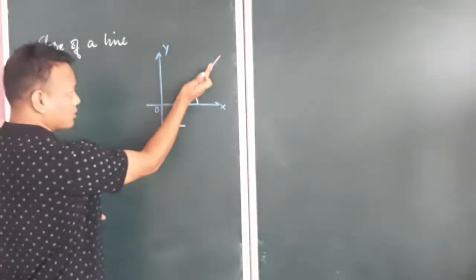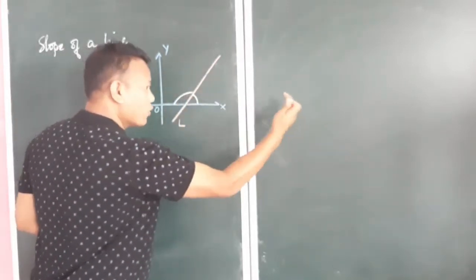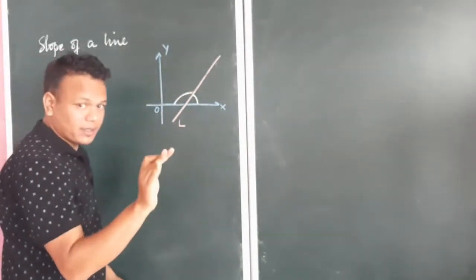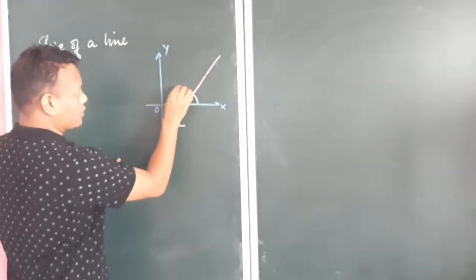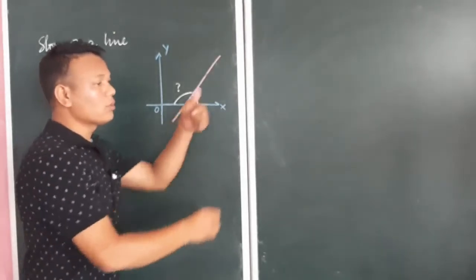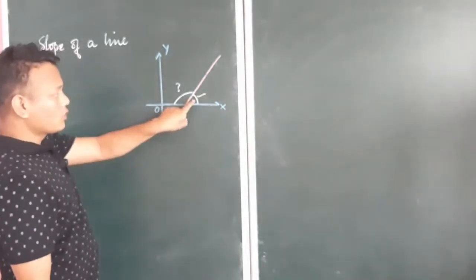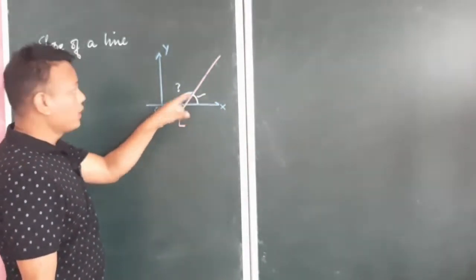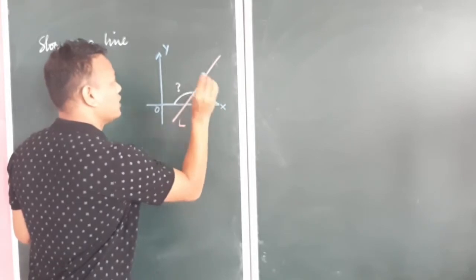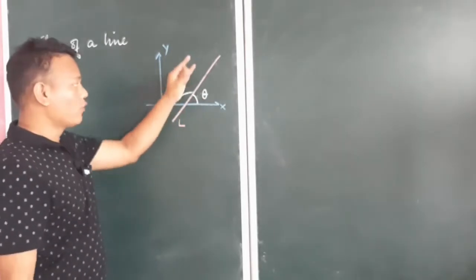For example, this is my line. Whenever you go to the right side, you get positive. If you come to the left, then you have a negative sign. So this angle is in the negative direction. That's why you have to go to the positive direction of the x-axis, and that angle is this one. You have to always look for this angle when you find the slope of a line. Let me call this angle theta, and this theta is called the inclination of the line.